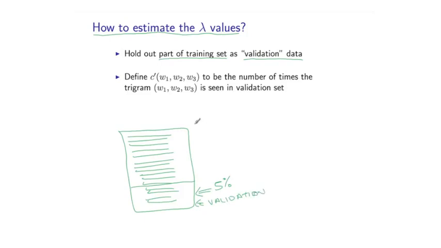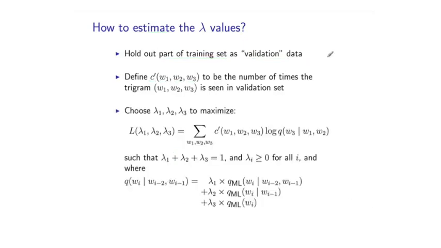So the counts used in the maximum likelihood estimates will be taken from the main portion of the training data. But in addition, for any trigram w1, w2, w3, I'll define c-prime to be the number of times that trigram is seen in this validation portion of the training data. So we then proceed as follows.